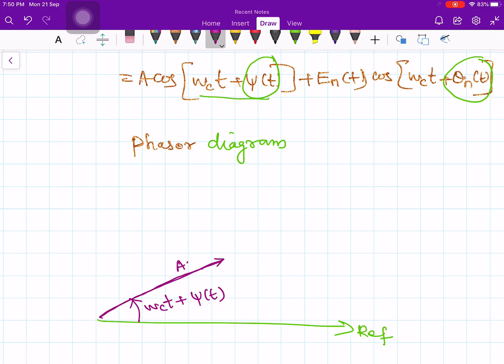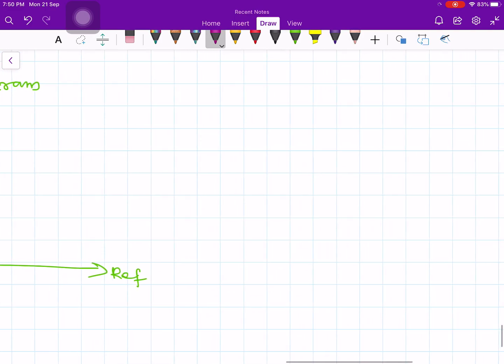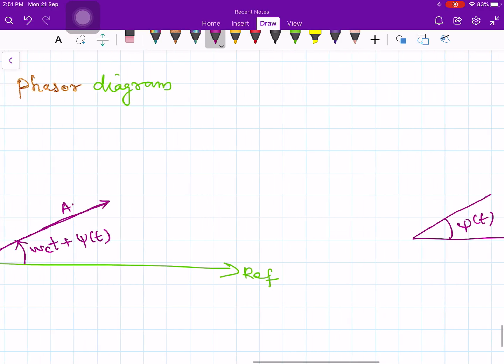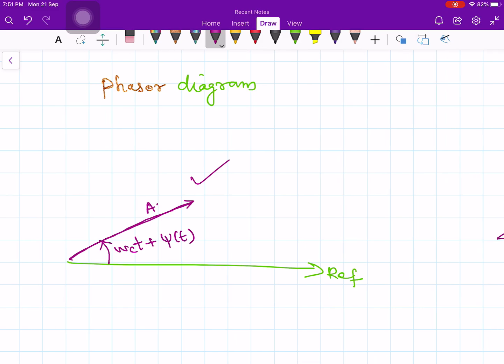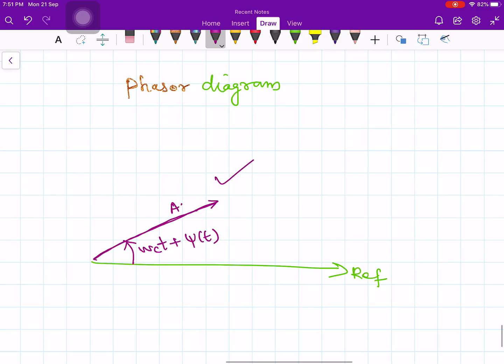If you are assuming that the whole system is rotating at omega c radians per second, then you can cancel out this omega c and simply write psi of t. Let's call this my psi of t. Either you can choose this or you can take that one. Otherwise you write omega c t plus psi of t, and the amplitude is A.